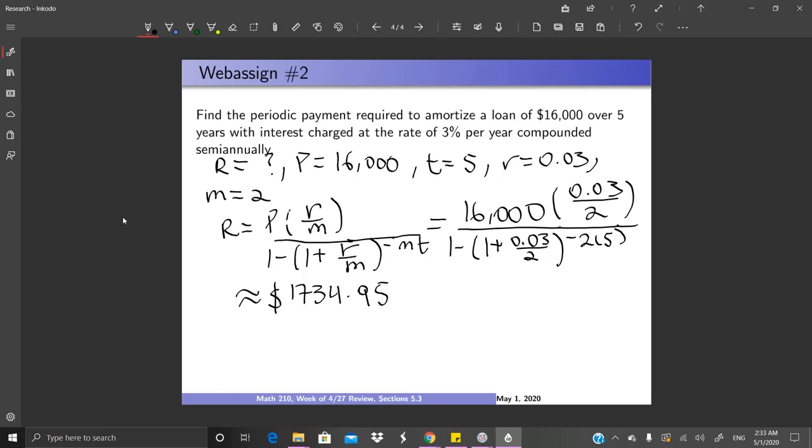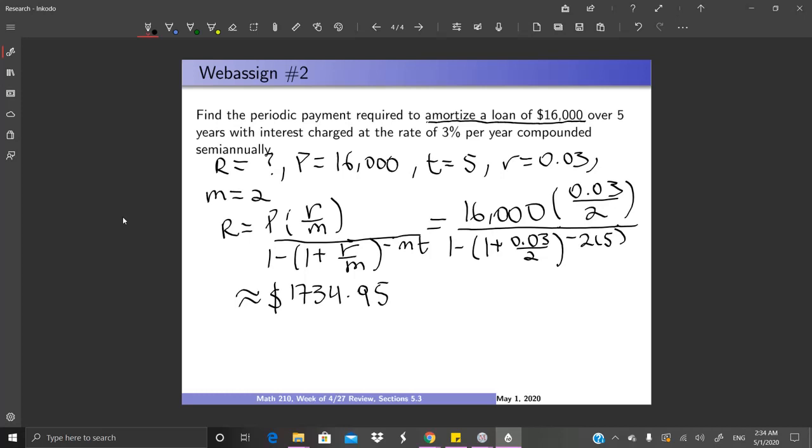Hopefully that makes sense. So for 5 years, you're going to pay this twice a year to completely reduce the loan amount of $16,000. You want to make these payments to reduce the loan amount. So to pay off this loan, this is how much you need to pay twice a year for 5 years. Okay, so we got that.